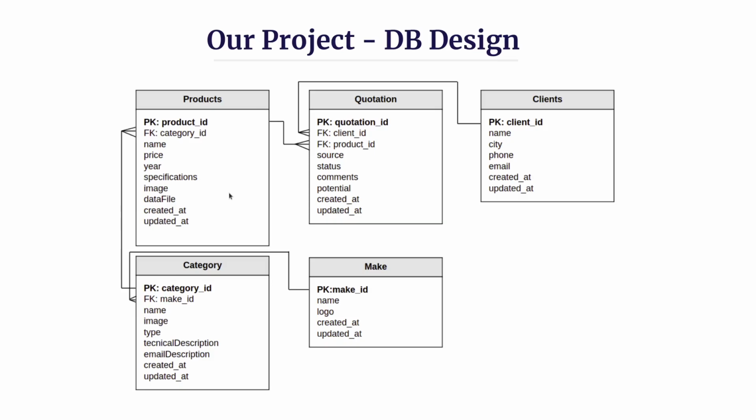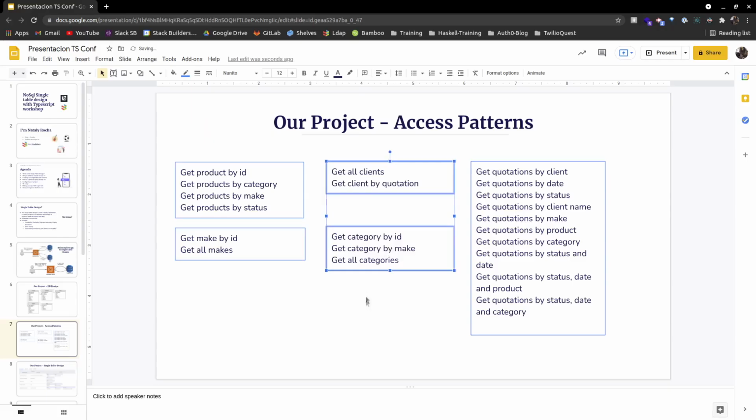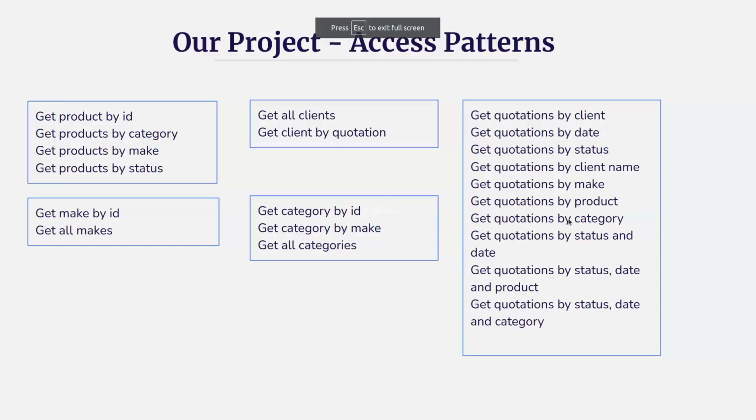So how do we get this relational model into our single table design? First, we have to define our access patterns. This is the main process that you have to do before you start building a single table design. Basically, you're going to put all the entities from this relational model into one table, so you have to be really specific and clear about what the project is going to be doing.